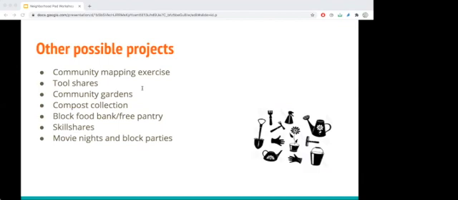Same thing with maybe plumbing issues. Someone has an idea. They're like, you don't have to call somebody for that. I know how to do it this way. So that's what skill sharing could look like as well.